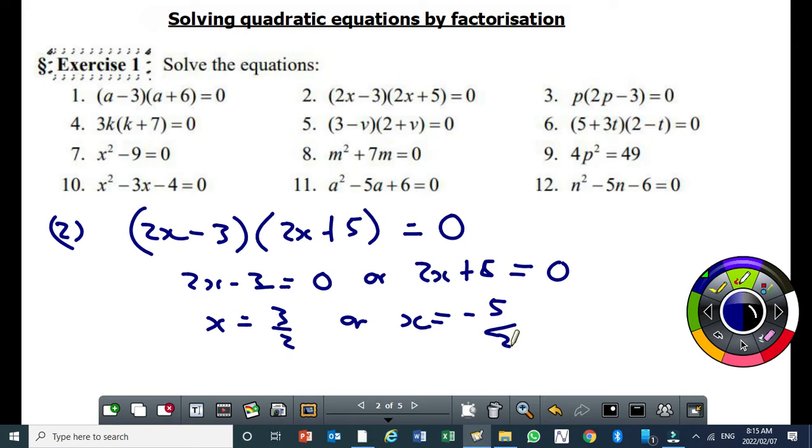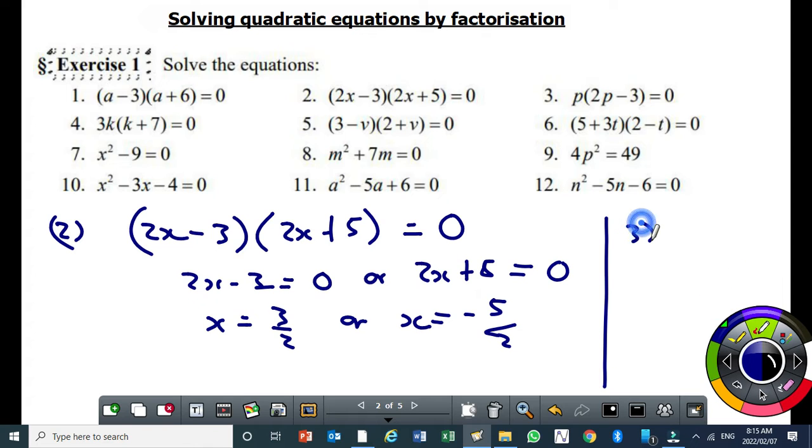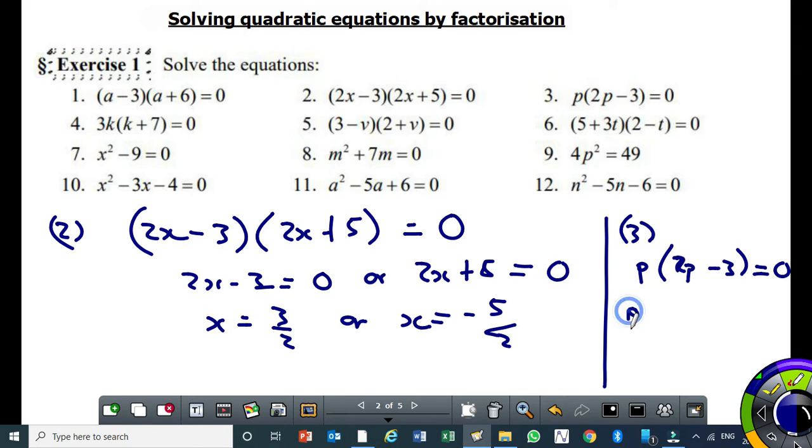Then, sometimes you can have a binomial factor and a monomial factor, like in number 3. So I'll just do number 3 quickly. You are given p times 2p minus 3 equal to 0. You don't have to factorize it. You just equate the factors to 0. So you have p equal to 0 or p equal to 3 over 2. That's straightforward. No stress.